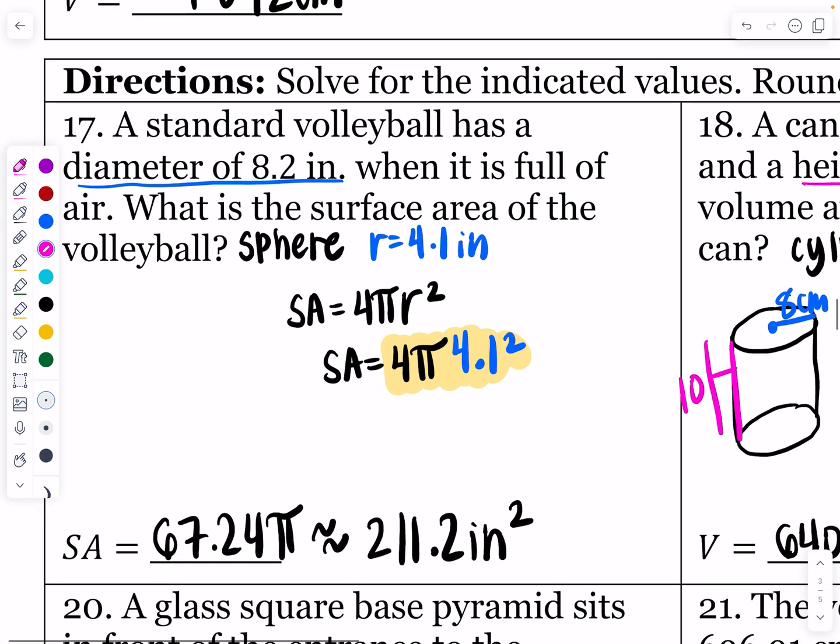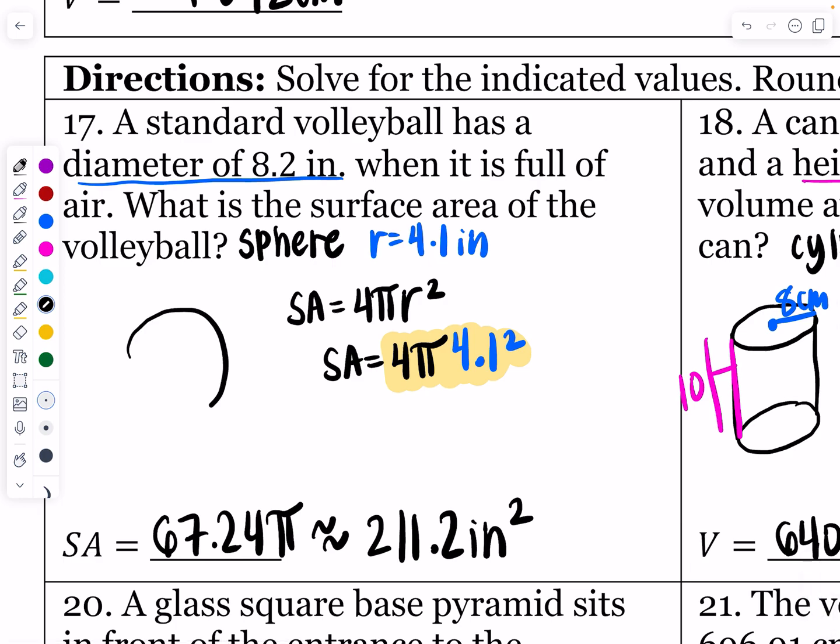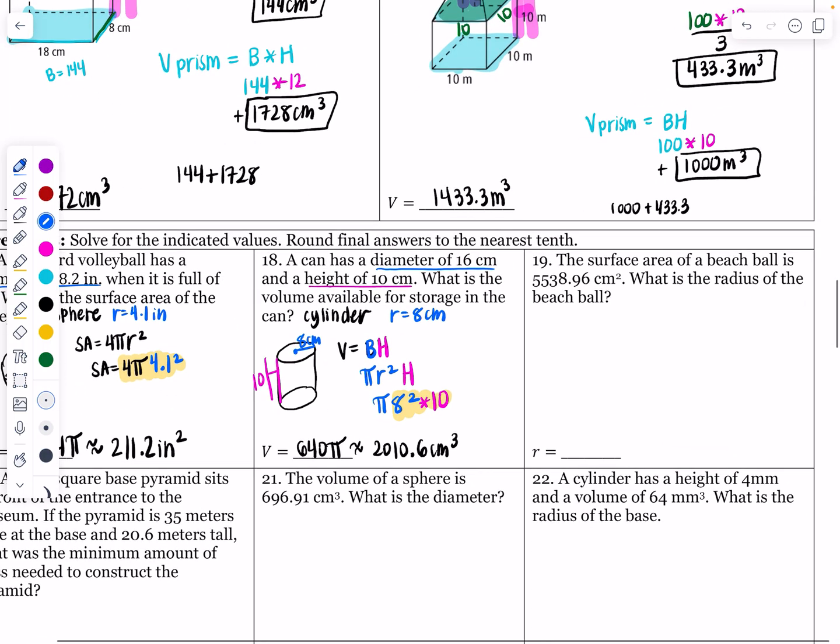Okay, if you need a visual for this previous one, the volleyball, draw a circle, draw like a little bow out here, and then draw a little dot, dot, dot, dot, dot. There's my cylinder. Radius was 4.1. So 4.1. Okay. All right, surface area of a beach ball.